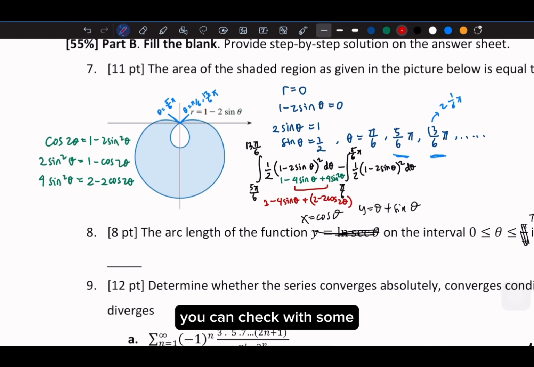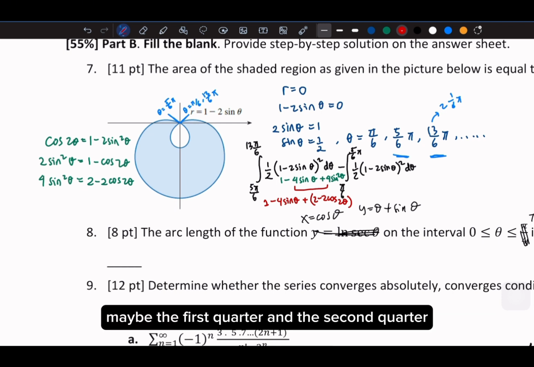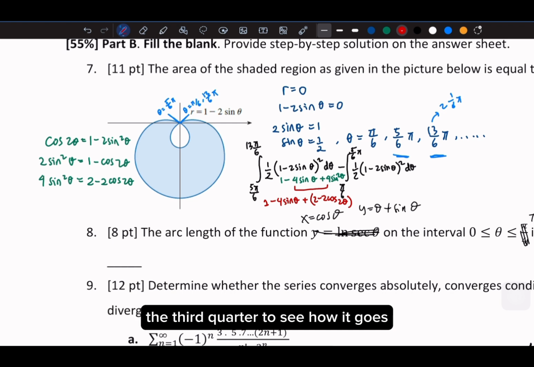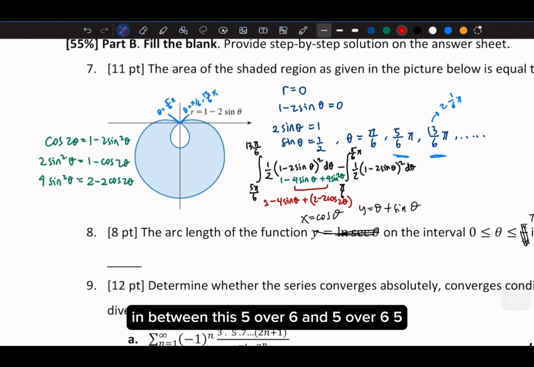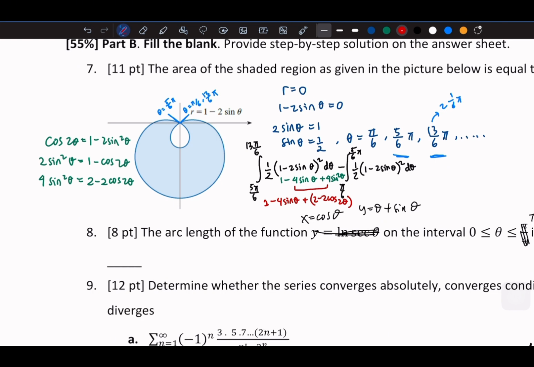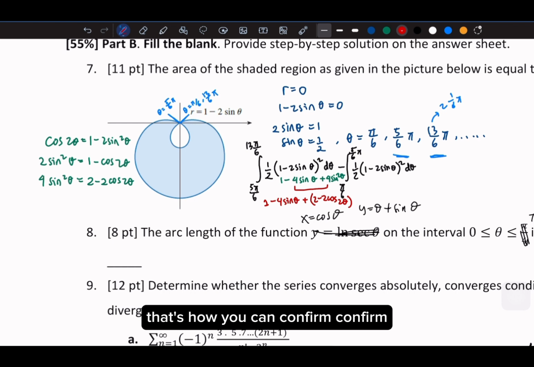You can check with some theta. You can check some special values, maybe the first quadrant, the second quadrant, the third quadrant, to see how it goes. And you will find in between 5/6 pi and 5/6 pi, you will see that it's actually looping here, looping inside the small one. That's how you can confirm the distance, the radius.